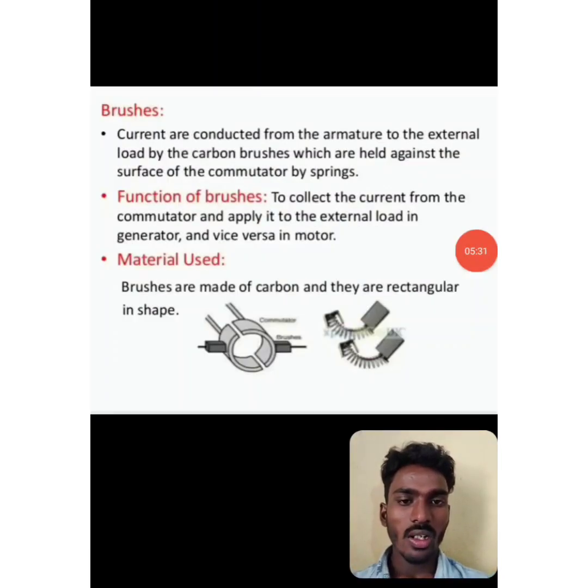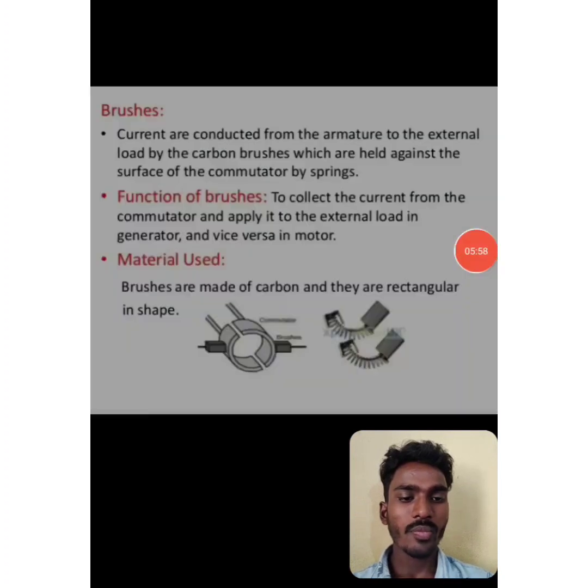Brushes. Current is conducted from the armature to the external load by the carbon brushes, which are held against the surface of the commutator by springs. Functions of brushes: to collect the current from the commutator and apply it to the external load in a generator, and vice versa in a motor. Material used: brushes are made of carbon and they are rectangular in shape.